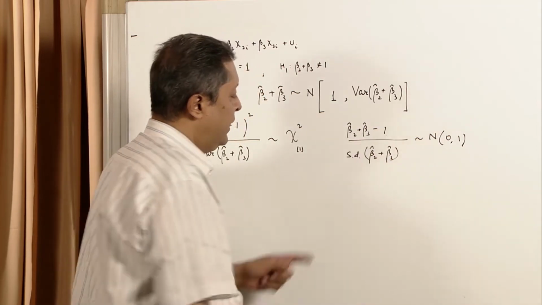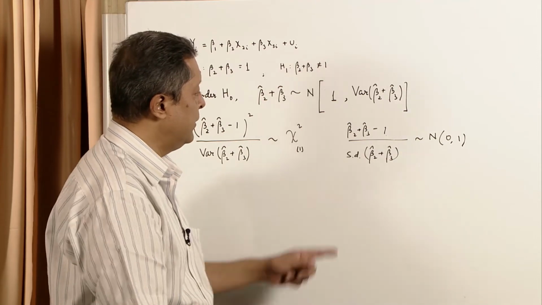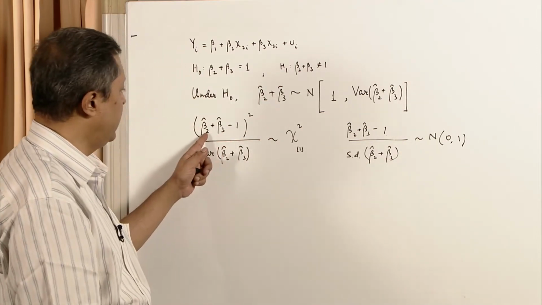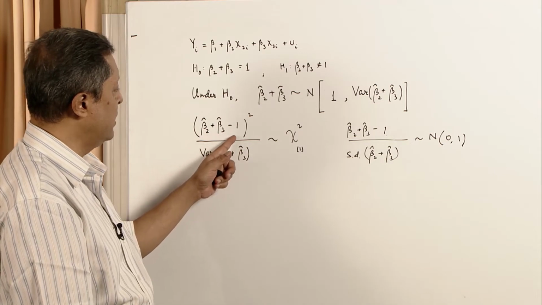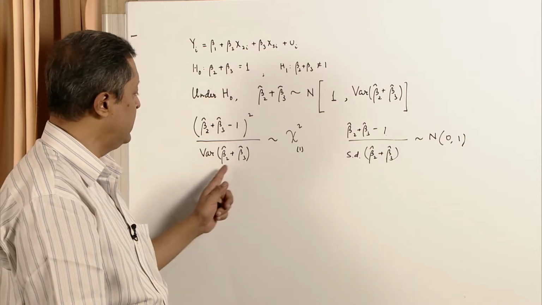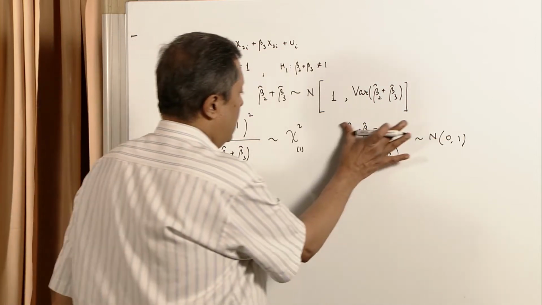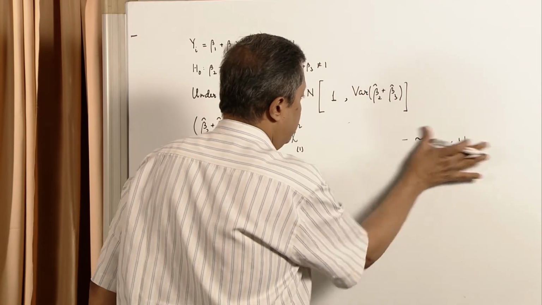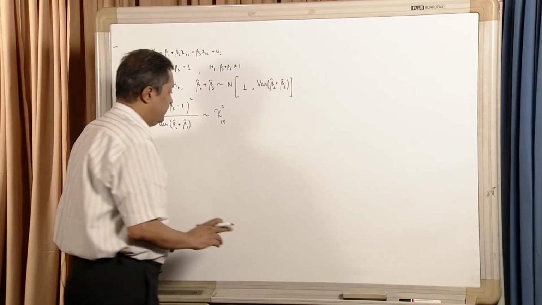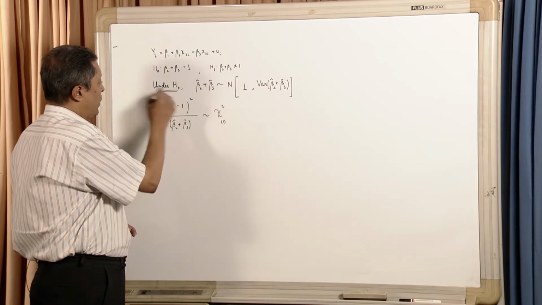So, under H naught this follows a normal distribution, and therefore, the square of this, which is beta 2 hat plus beta 3 hat minus 1 whole square divided by the square of the standard deviation, which is the variance, will follow a chi-square. So, that is the first important information that we have. Remember, all this is under H naught.